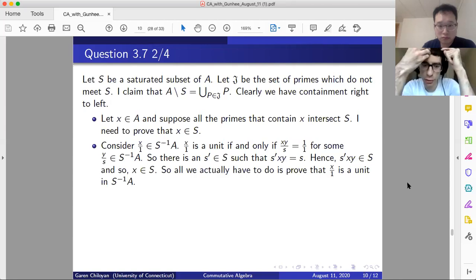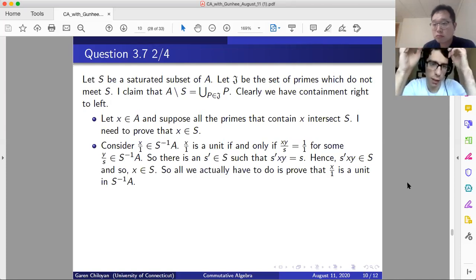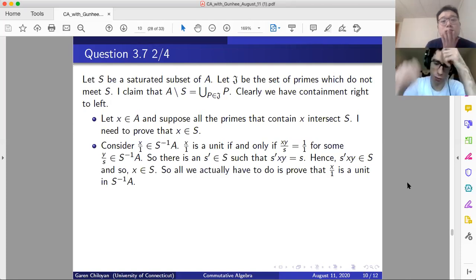So this if and only if means that all I have to do is prove that x over 1 is a unit in S inverse A. That's all I have to prove. To prove the other direction, left to right, if I want to prove that x is not in S, then it's in one of these primes. It's the same as proving that if x is in none of these primes P, then x is in S. That's exactly what we proved with this unit idea. So let's try to prove this.